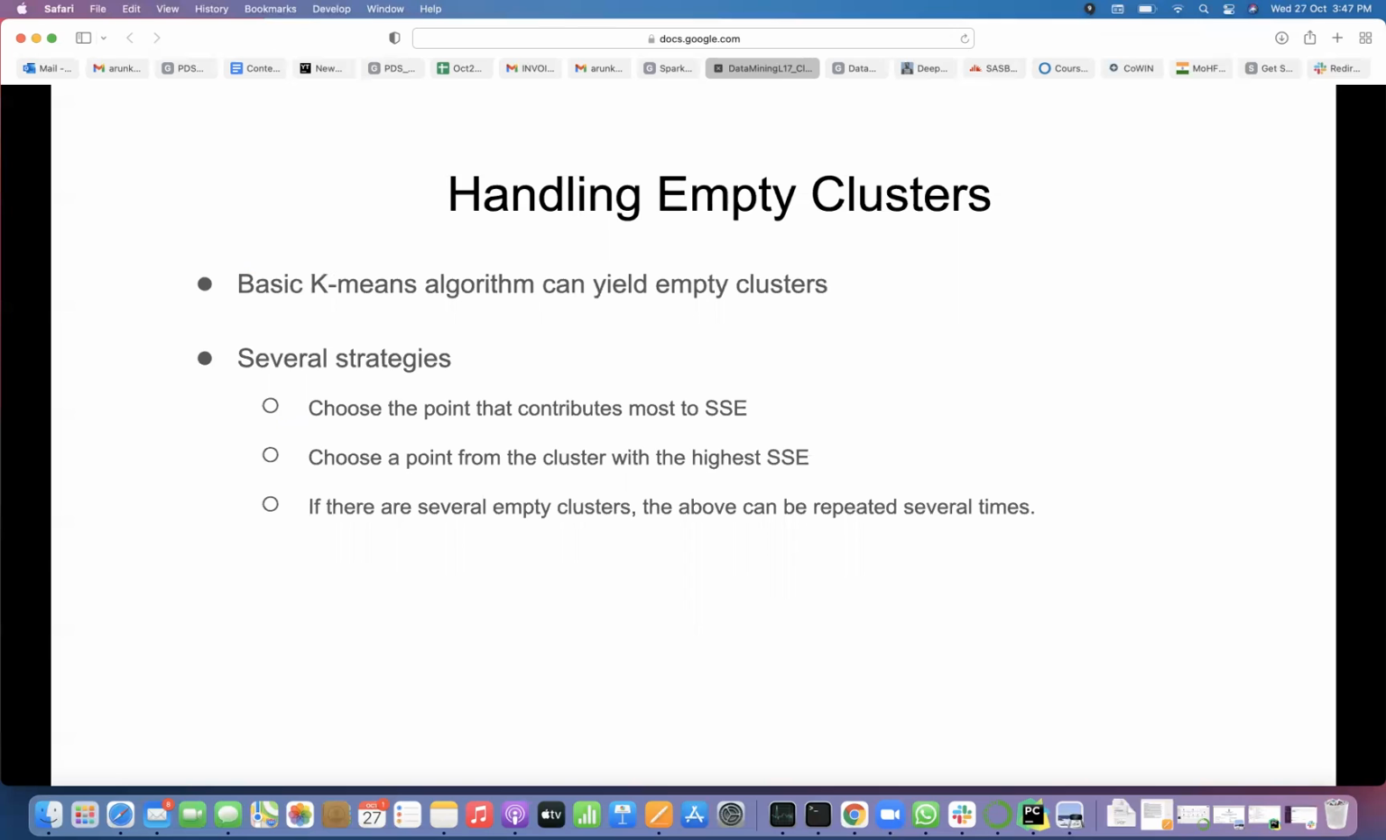What is SSE? It is the error. For which point the distance to the cluster centroid is high, that contributes more error, right? So those points you take out as new clusters, or new cluster centroids. That is one way of removing the empty clusters.